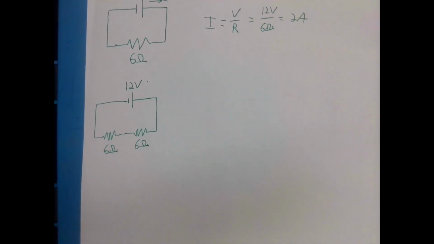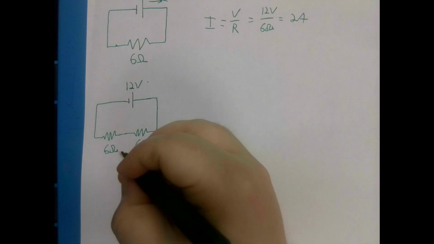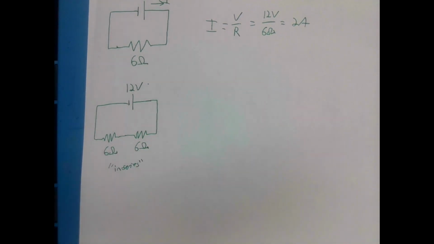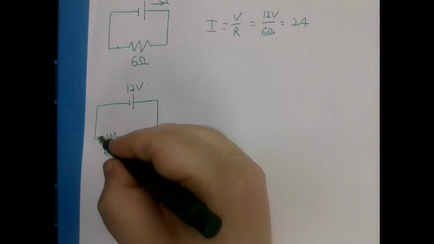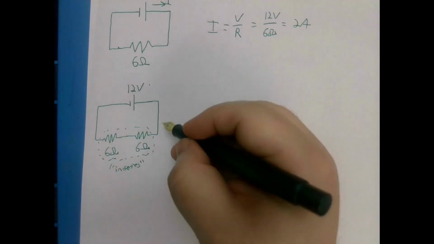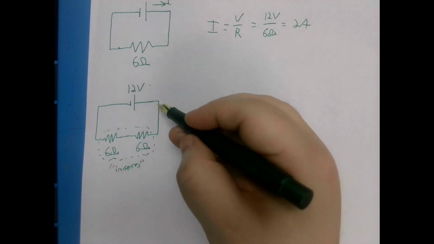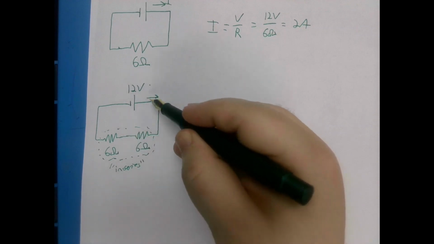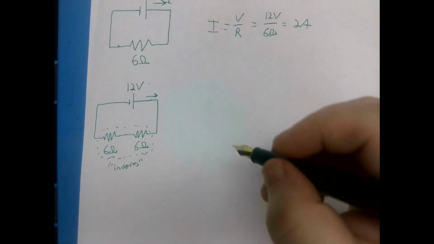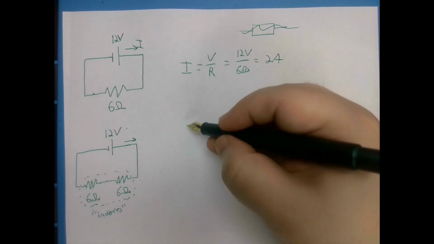What would it be now? I have 2 resistors in series. So when things are connected in series, meaning that the current flowing through it, you can think of this as a black box, doesn't branch off anywhere, then we have this equation.